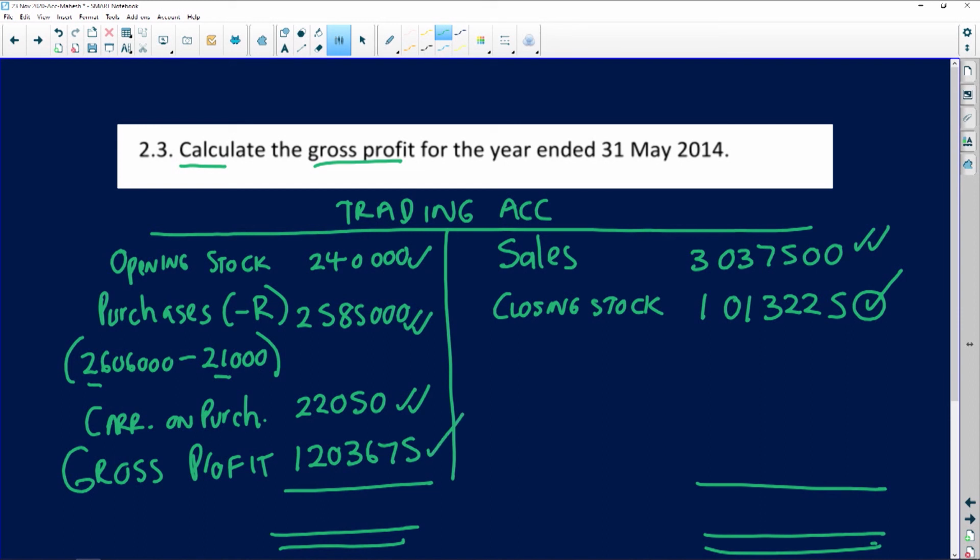Okay, so 1,203,675. And usually that would be a method mark, just in case you made a mistake in the other figures. Right, so as you can see, guys, not difficult, quite straightforward.